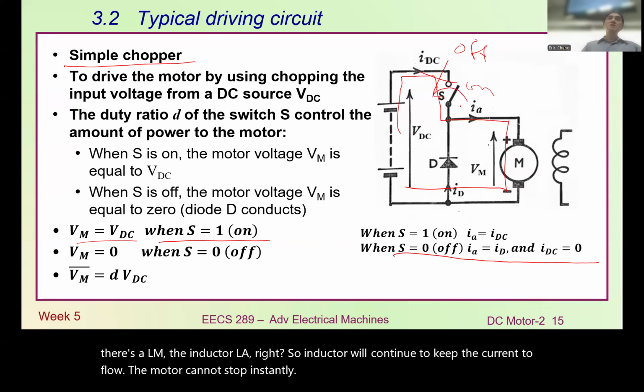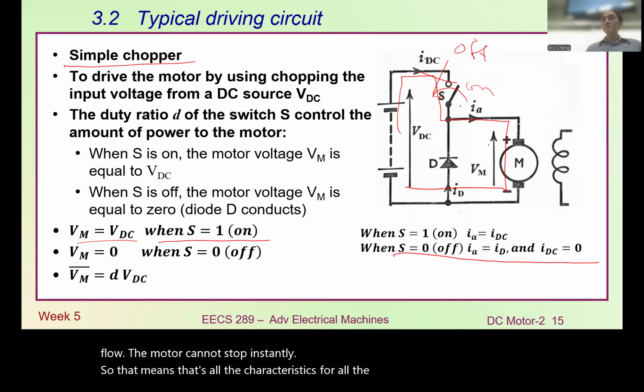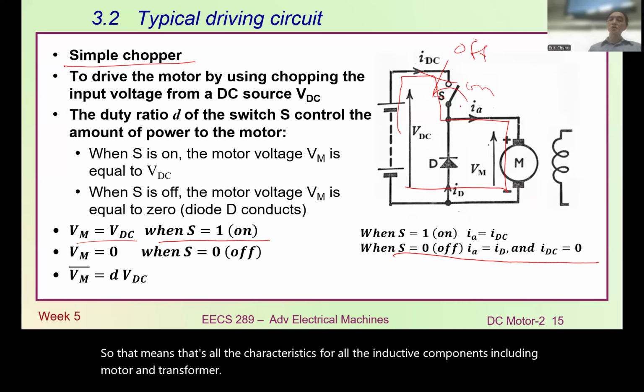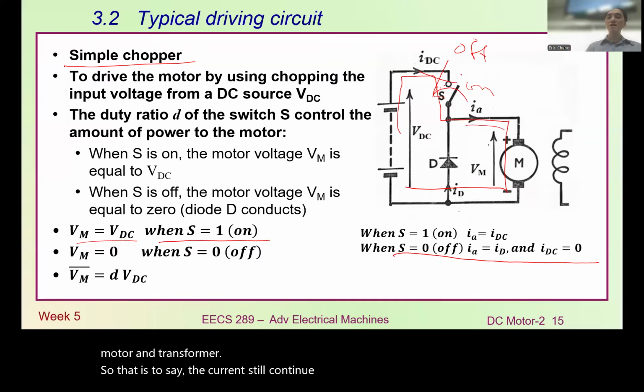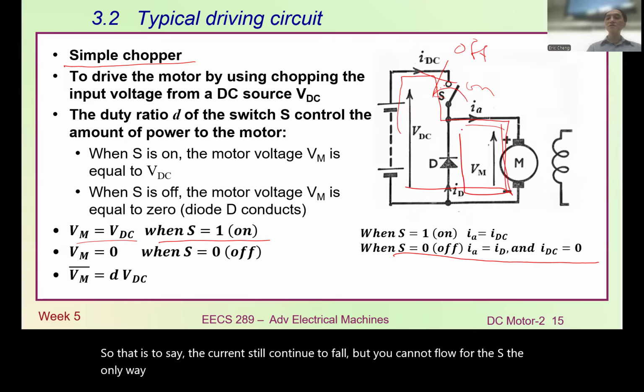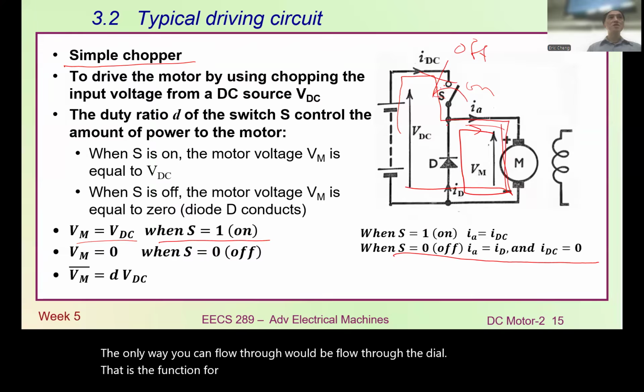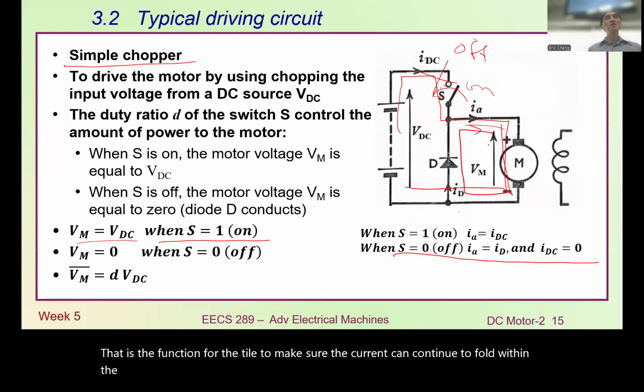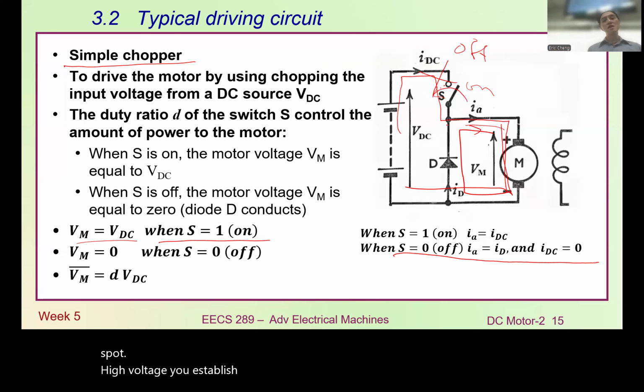So that's the characteristic of all inductive components, including motor and transformer. That is to say, the current still continues to flow, but it cannot flow through the S. So the only way it can flow is through the diode. That is the function of the diode, to make sure the current can continue to flow. Without the diode, the current cannot go anywhere. That can be a disaster. That will create a high spark, high voltage, and will damage the motor. So this diode must be there as a freewheeling diode. I think in terminology, we call it freewheeling.